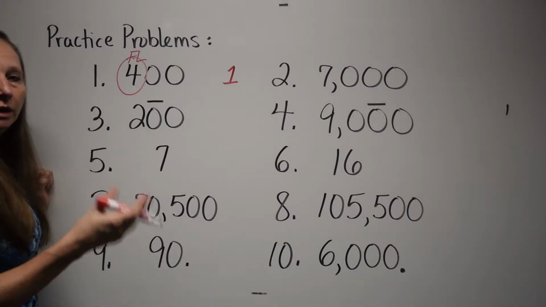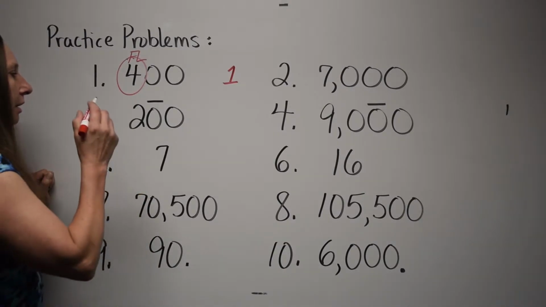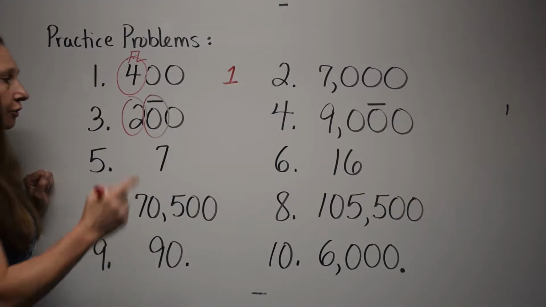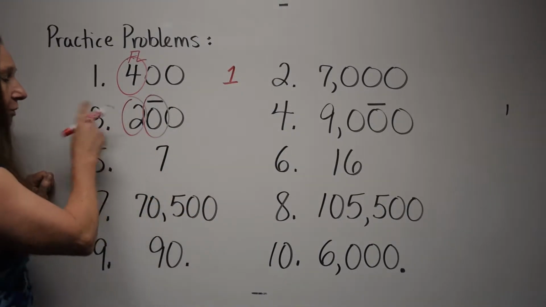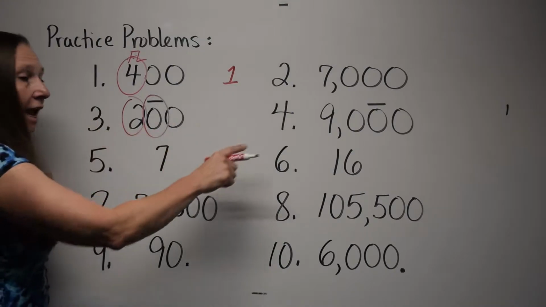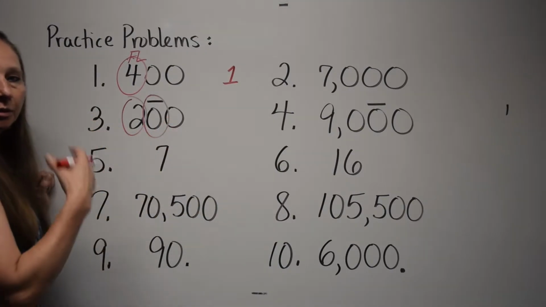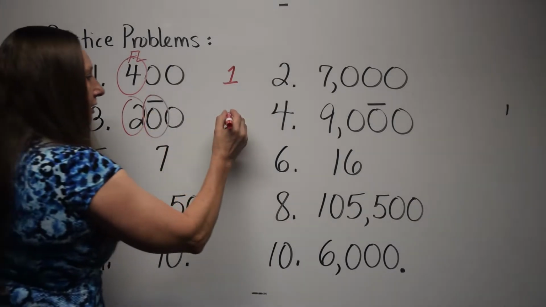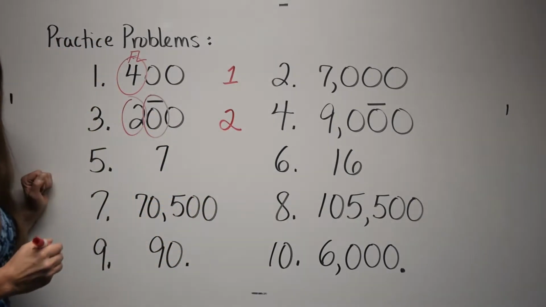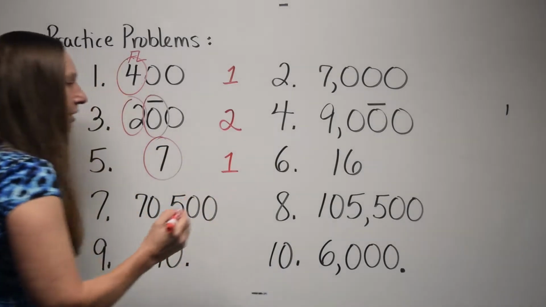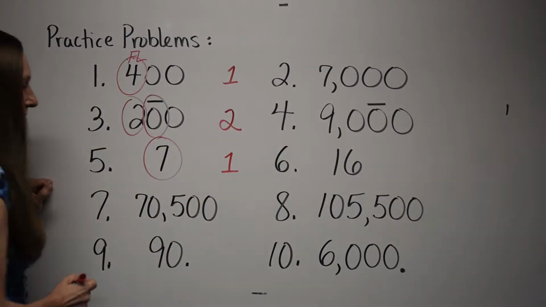Now we're going to try to go a little bit faster. Non-zeros and dashed zeros are significant. Zeros between, there are none. Zeros before, there are none. Zeros after the last non-zero are significant if there's a decimal. There's no decimal. This is not significant. This number has 2 significant figures. Non-zeros are significant. This number has 1 significant figure.